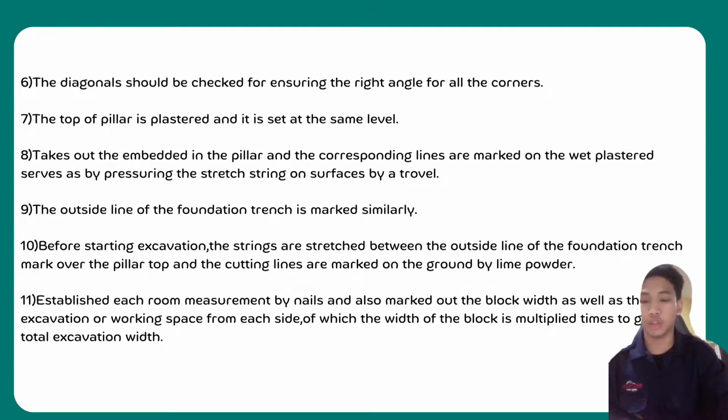Okay, so next, number 6, the diagonal should be checked for ensuring the right angle for all the corners. Number 7 is the top of the pillar is plastered and it is set at the same level. Number 8 is take out the embedded line in the pillar and the corresponding lines are marked on the wet plaster, served by pressuring the stretched string on the surface with a trowel.